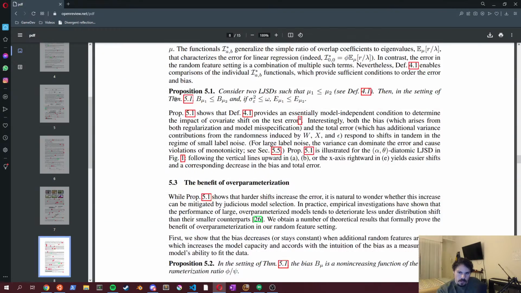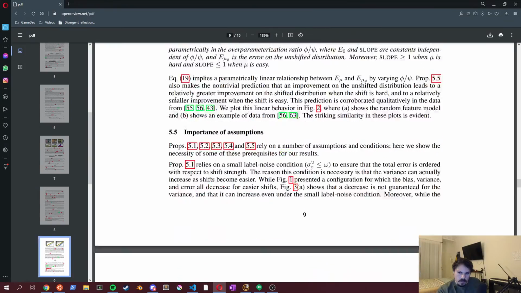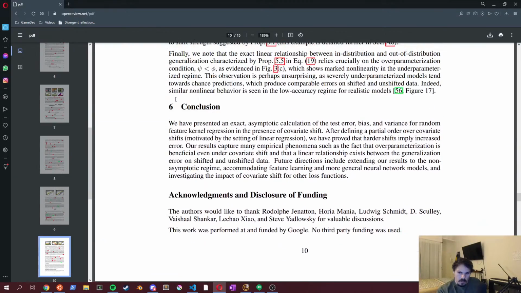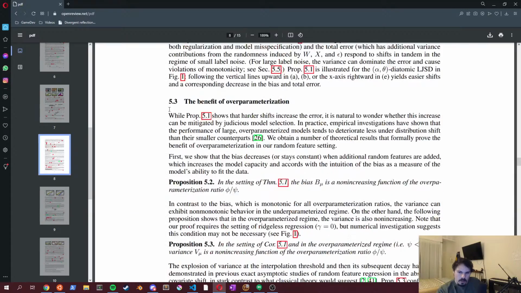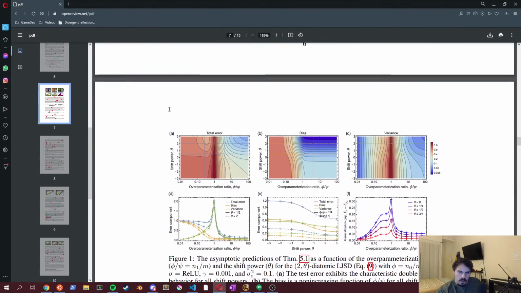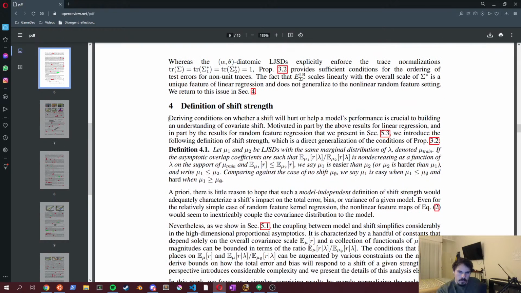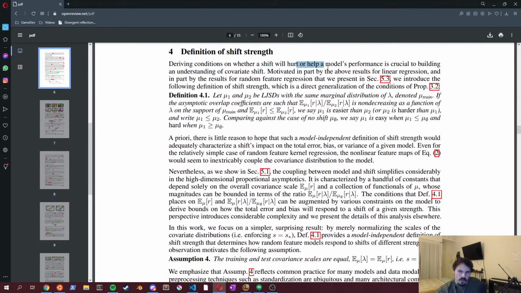Okay. So let's see section 4. We got some pictures coming up. Okay. Deriving conditions on whether a shift will hurt or help a model's performance is crucial to building an understanding of covariate shift, motivated in part by the results above for linear regression and in part by the results for random feature regression that we present in 5.3. We introduced the following definition of shift strength, which is a direct generalization of the conditions in proposition 3.2.